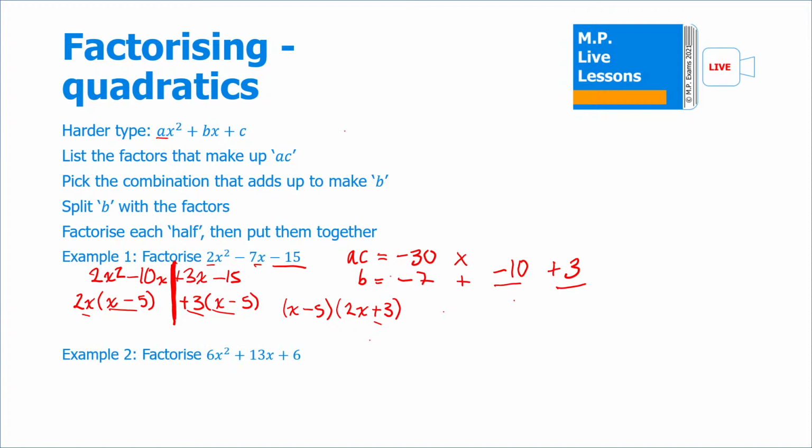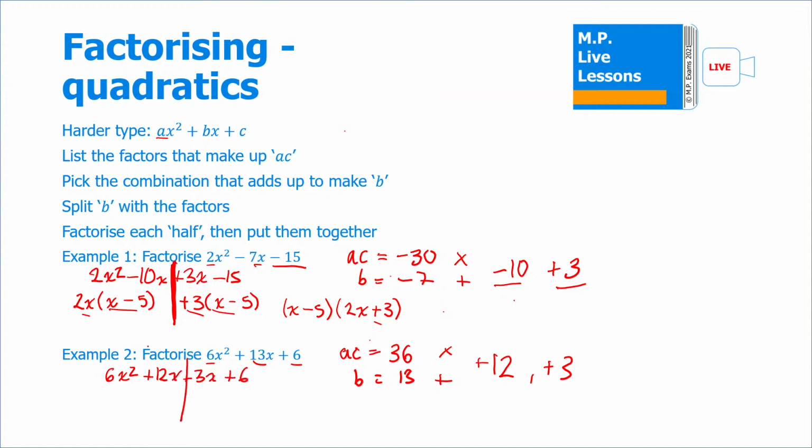Now, a second example is this here. So you want two numbers that multiply to make AC. So AC is the 6 here times the 6, that's 36. You want two numbers that multiply to make 36, and you want them to add to B, which is 13. This is 12, positive 12, and positive 3. So we split them. So we have 6x squared plus 12x plus 3x plus 6.